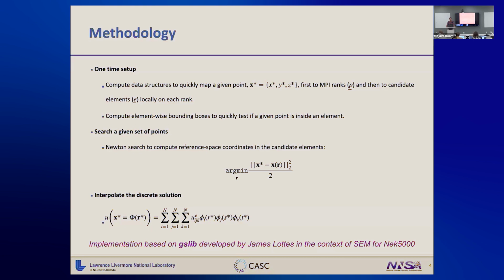At this point, I want to highlight the implementation is based on this capability coming from GSLib, which was originally developed by James Lottes in the context of SEM for Nek5000. I worked on it during my PhD to extend it for overlapping grids where a point might be located in multiple overlapping meshes. So you want to figure out the best source. And then when I came to the lab, I interfaced MFEM with it.